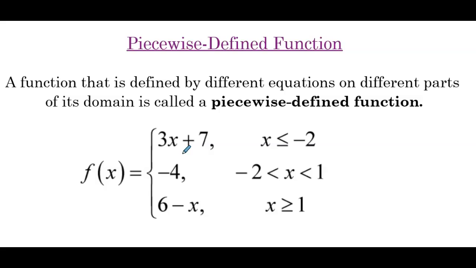Right, so we have different pieces, different little functions on different domains. Put all together, we've created a piecewise-defined function. Notice there's only one f of x. Everything's grouped together using that curly bracket.